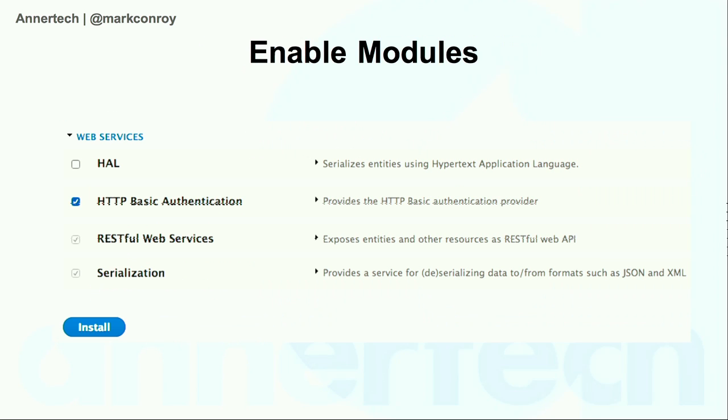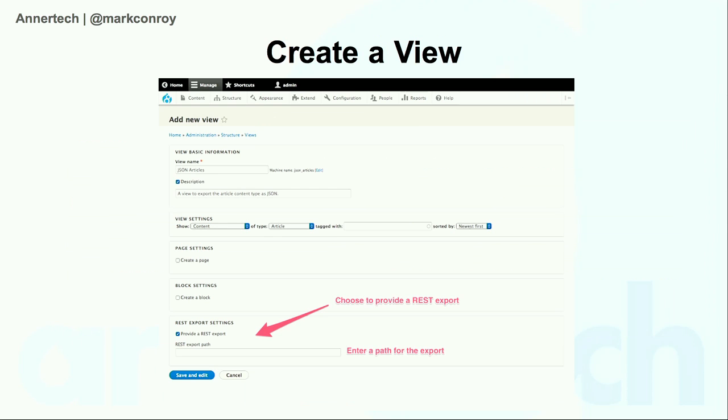Now to do this, you get these three modules: HTTP basic authentication, RESTful web services, and serialization, and you click install. It is as simple as that to get the infrastructure you need to create a RESTful API with Drupal 8. Then you create a view. Normally when we create views, we have two options: do you want to create a page or a block? In this instance, when you enable these modules, you get a third option, and that is to create a REST export view.